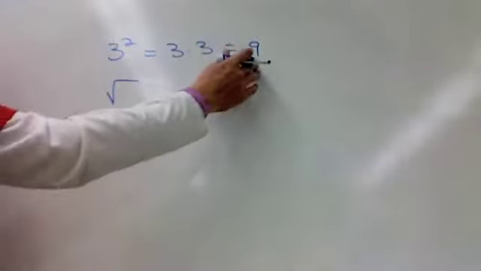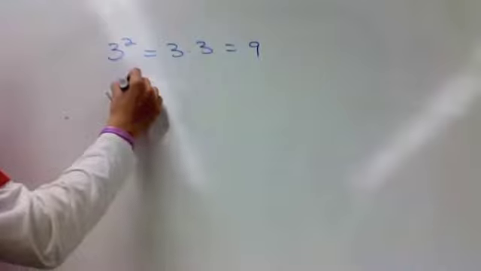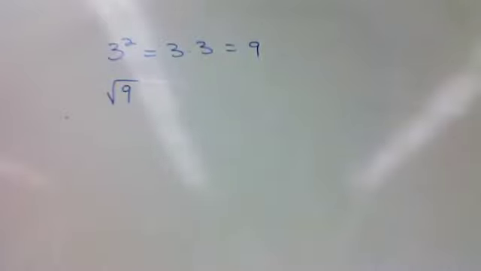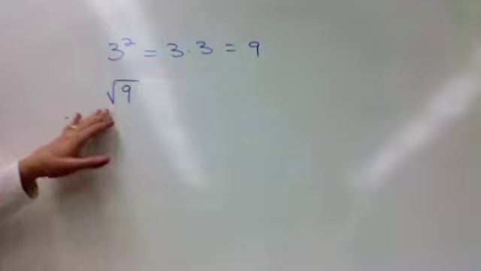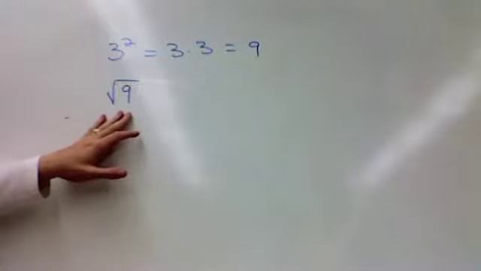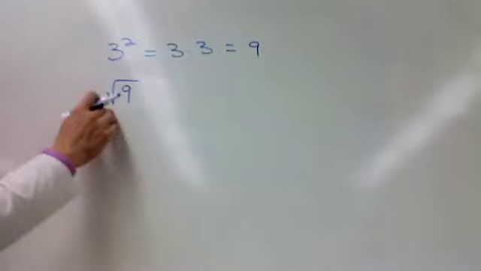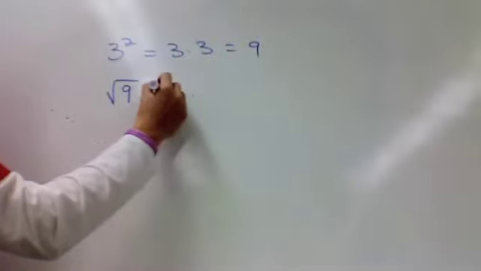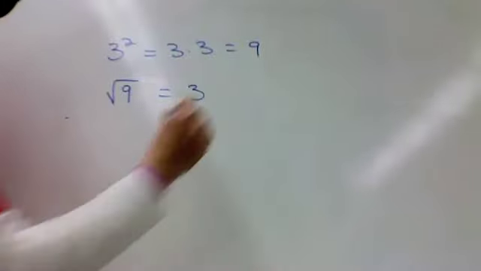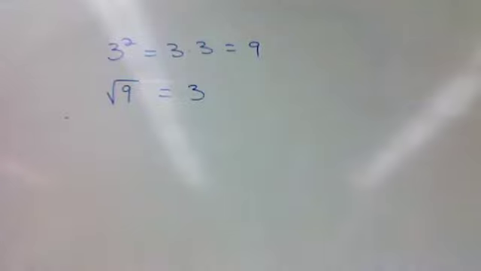So if we were to take our 9 and put it back in here, basically what you're doing is asking what number multiplied by itself is going to give us 9. So we know that in this case 3 times 3 is 9. So the square root, we call this a square root. The square root of 9 is 3. And that's how we do square roots.